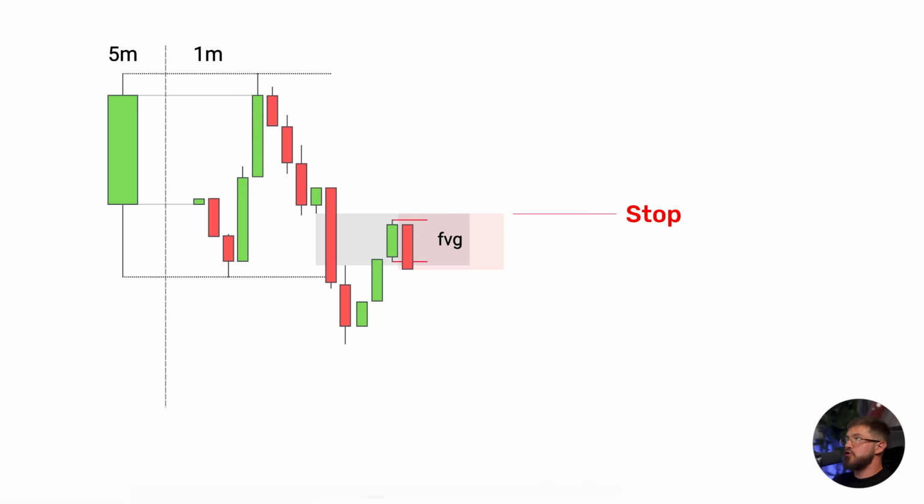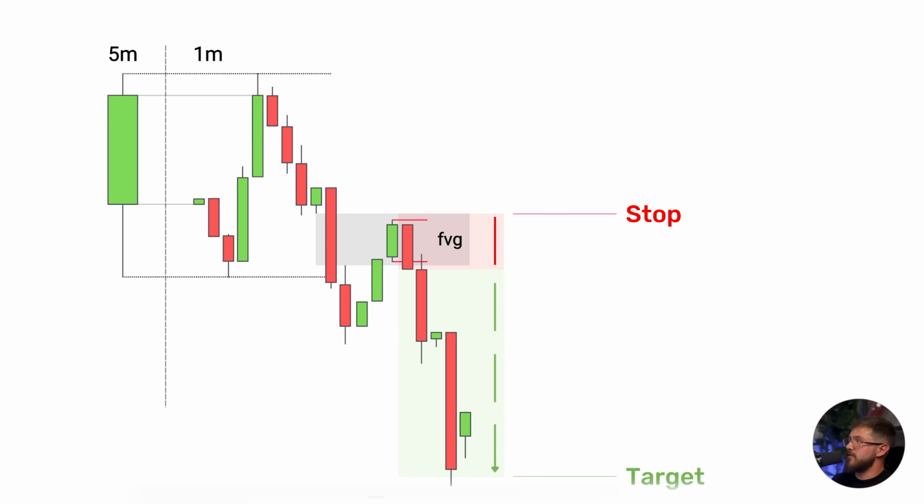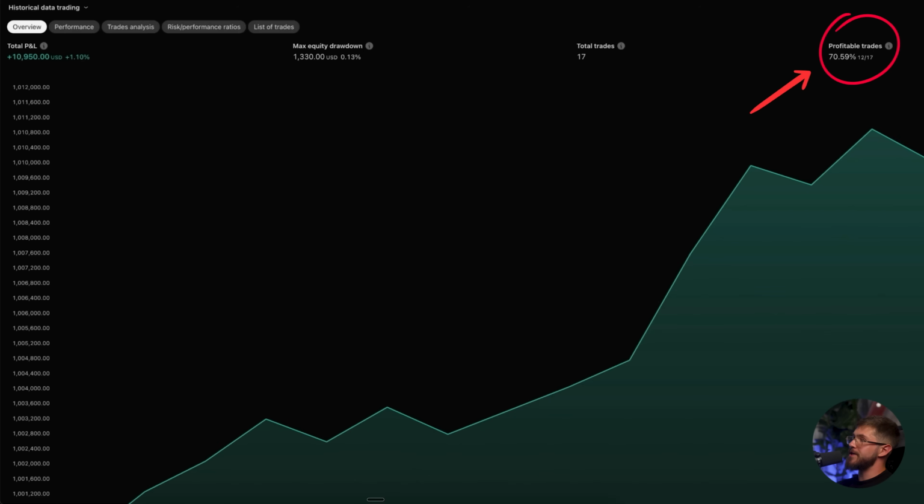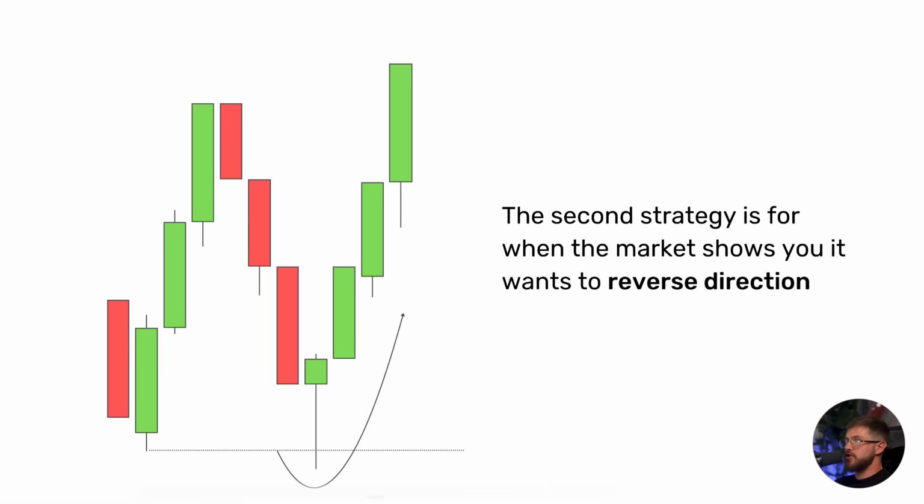Your stop loss goes just beyond the candle that got engulfed. Your target is a fixed 3-to-1 risk to reward ratio. This means that the target is 3 times the distance from your entry as your stop. Now, here is the beautiful math behind a 3-to-1 risk to reward. You only need to be right 25% of the time to be profitable, but this strategy is far beyond that. As you can see here, after being tested, it had a 70% win rate over an entire month's worth of trading. Now, let's take a look at the second strategy.